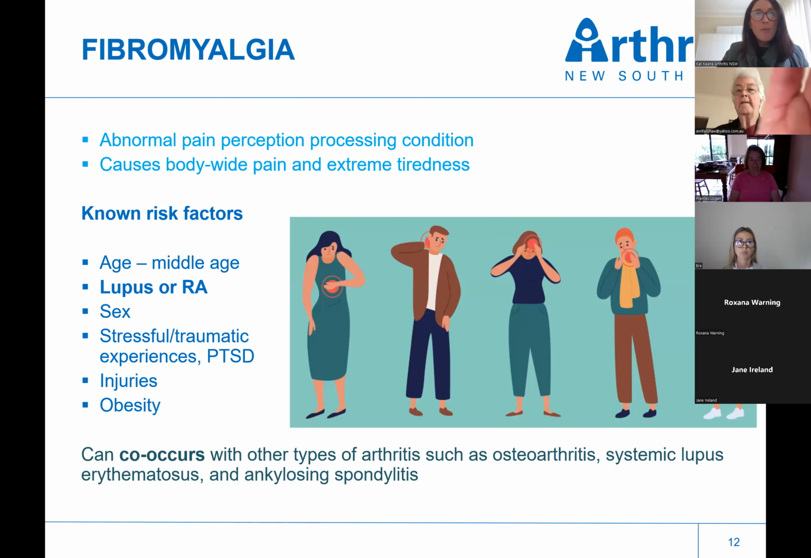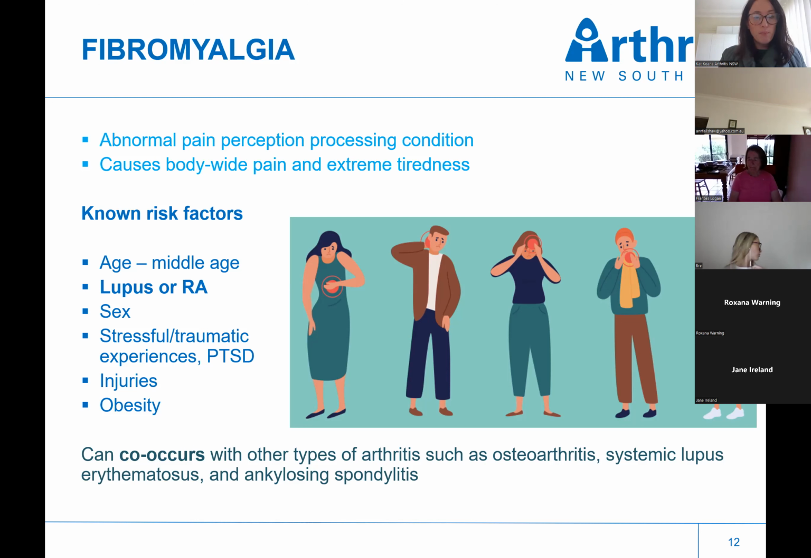So then we have fibromyalgia, which was interesting that people did write that in there, because I didn't include that as a common comorbidity, though it certainly can be seen. So fibromyalgia is, and I'm not going to do it justice because fibromyalgia needs its own 3-hour lecture, as it's so complex. Fibromyalgia is generally widespread pain, an abnormal pain perception, processing condition. So it's about the processing of pain in our brain, including our spinal cord and also peripheral nerves as well.